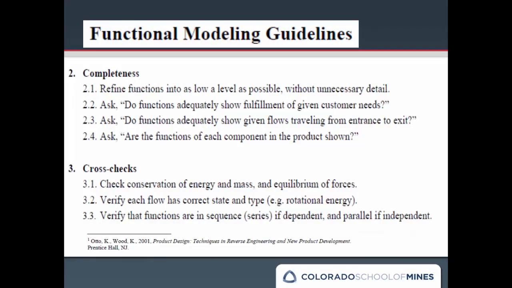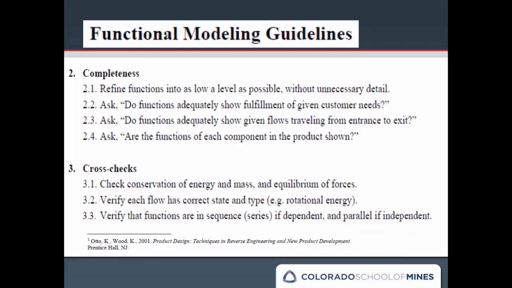Then also map prolific functions with a ground symbol and combine any redundant functions that may be part of this particular system. The second thing that we want to do is make sure that we have completeness. So we want to break down our functions into as low a level as possible without using any unnecessary detail to define those particular functions. Then we have to ask the question, do the functions adequately show that we're meeting the customer needs? We also want to ask, do the functions adequately show the flows as they're traveling from the entrance into the black box model to the exit of the black box model? And then lastly, we want to make sure that all of the functions of each component in the product are shown.